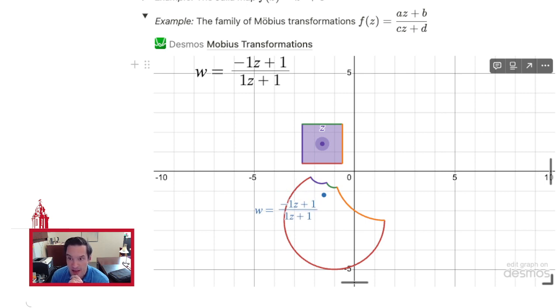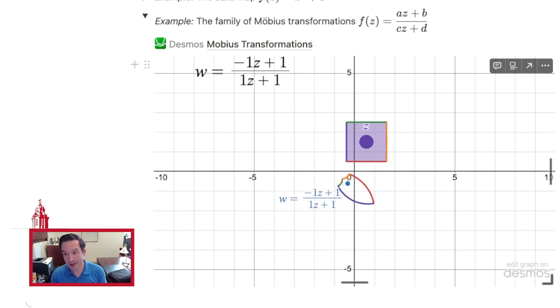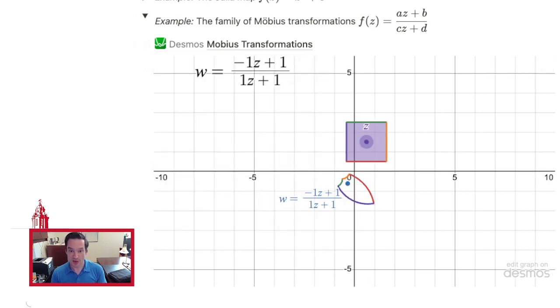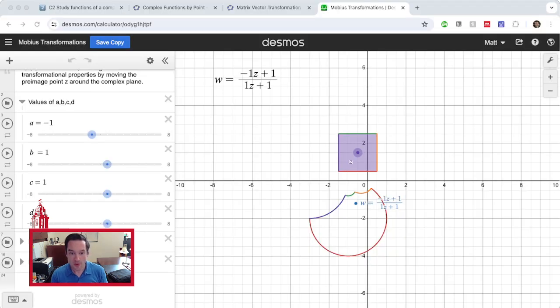One of the questions I'm going to have for you this week is, what are these curves? What do we think that these curves are that are the images of these horizontal and vertical segments under this Möbius transformation? And in our Desmos tool that we're going to use, you're going to have the ability to adjust the parameters of this Möbius transformation so that you can try and get a sense of what this whole family of transformations has in common.